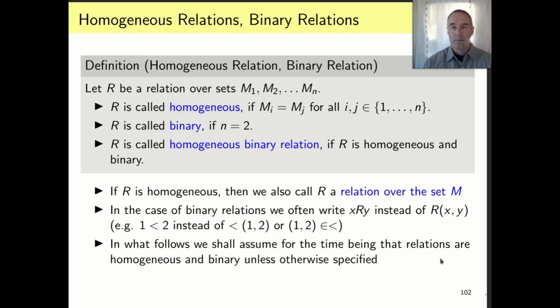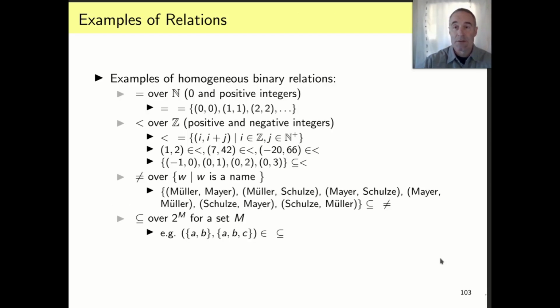Okay, so in the next few slides, we're going to just look at homogeneous binary relations because there are a lot of them. It's an interesting class of relationship. So here's an example of a bunch of them I've already alluded to. So a relationship over the natural numbers is equal. So it's 0 and the positive integers. So it's just wherever each of the arguments are the same. So 0, 0, 1, 1, 2, 2.